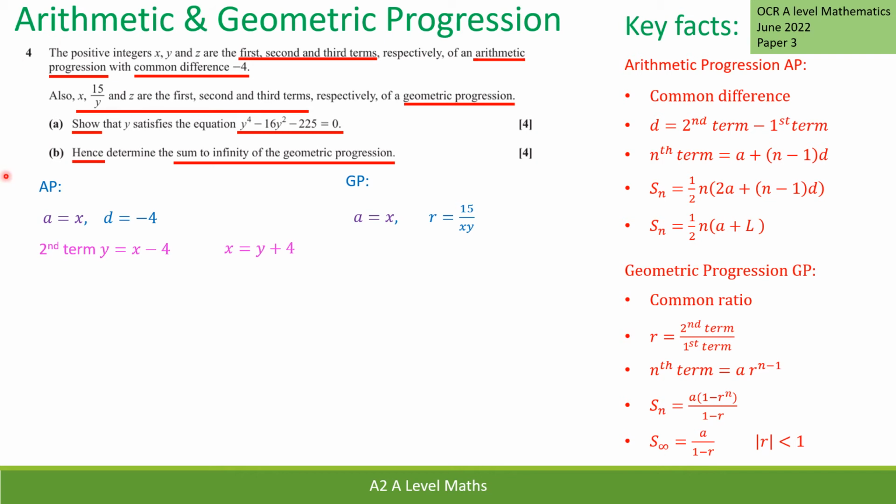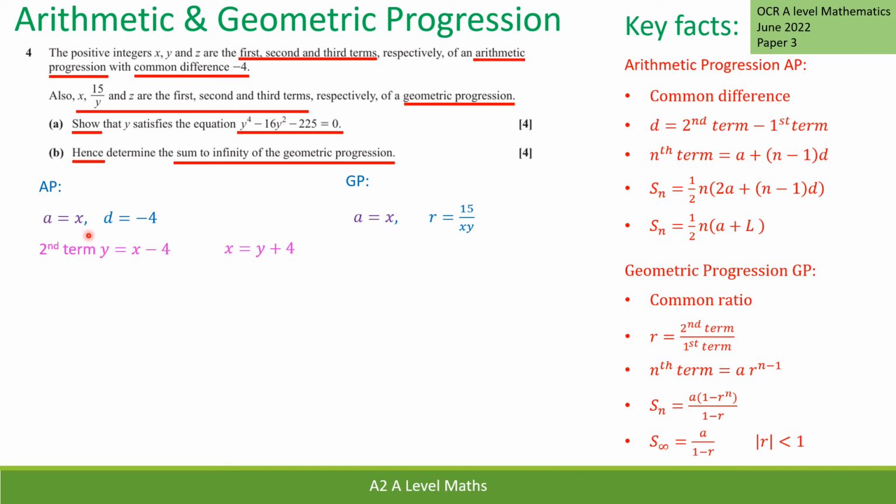The second part of this question says, hence, find the sum to infinity of a geometric progression. I've left in the key facts and information we got earlier on in the question, but are going to be useful in this part here. For a geometric progression, the formula is down here. Sum to infinity is equal to a over 1 minus r.